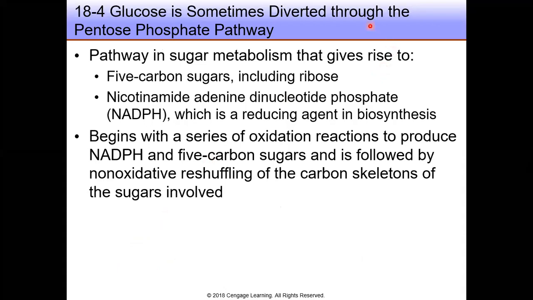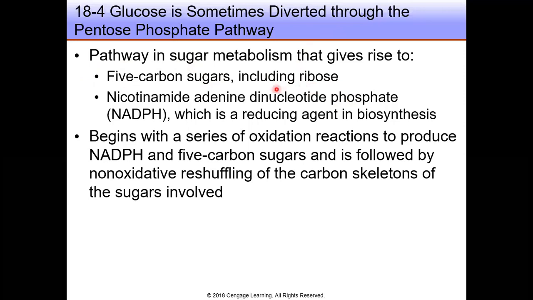Now the last section of this chapter, 18.4: glucose is sometimes diverted through the pentose phosphate pathway, which is an alternative to glycolysis and differs from it in several ways. In glycolysis, one of our most important concerns was the production of ATP. However, in this pathway, the production of ATP is not important per se. As the name indicates, 5-carbon sugars, including ribose, are produced from glucose. So glucose is converted to ribose.